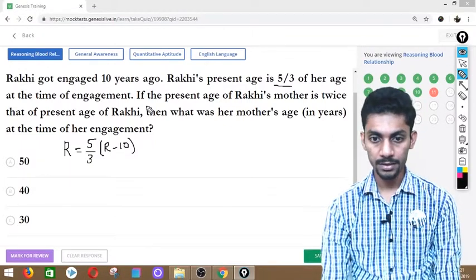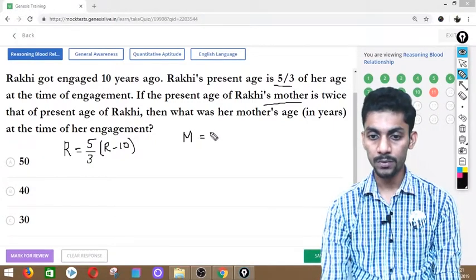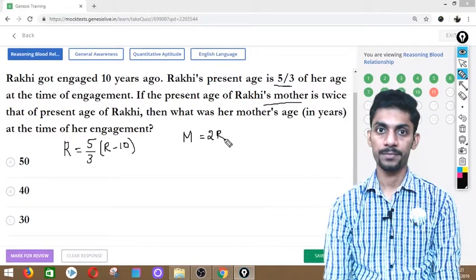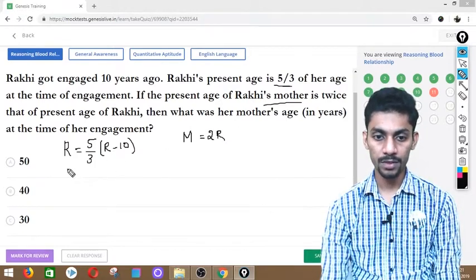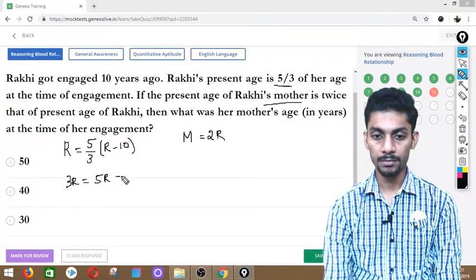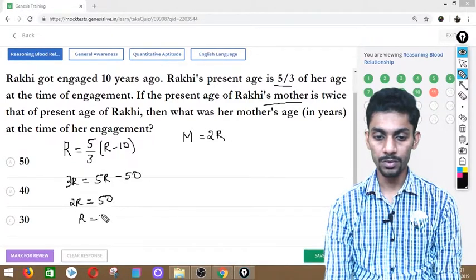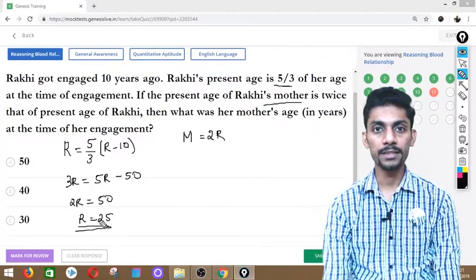Next, what they have said: the present age of Rakhi's mother is twice the present age of Rakhi. Okay. So from this, how can we simplify? 3R is equal to 5R minus 50. So 2R is equal to 50, R is equal to 25. So Rakhi's present age is 25.